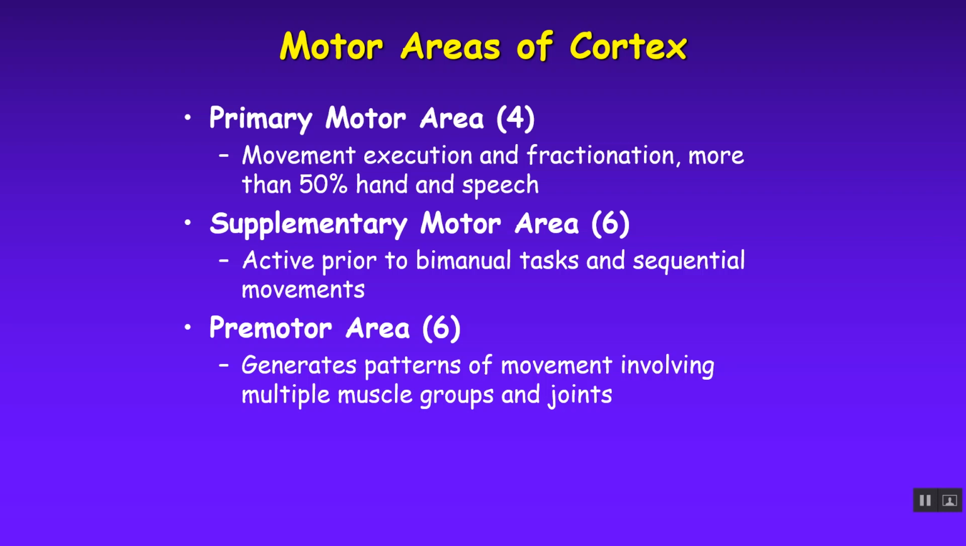Primary motor area is area number 4. Brodmann's area number 4 is the primary motor strip that has the homunculus on it. It is for movement, execution, and fractionation. So really voluntary: I'm going to move this joint this much, and I'm going to do this very specific activity. I'm going to push this button on my phone. That's what the primary motor strip is for.